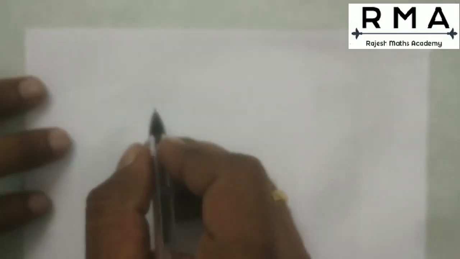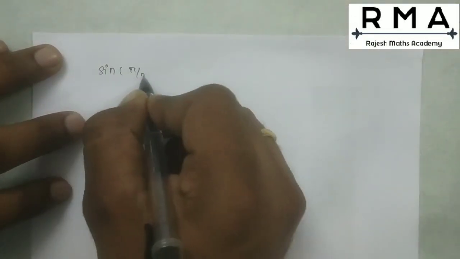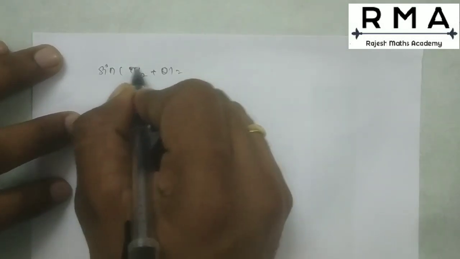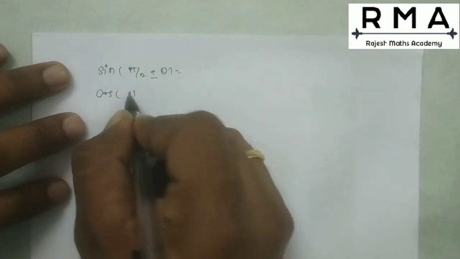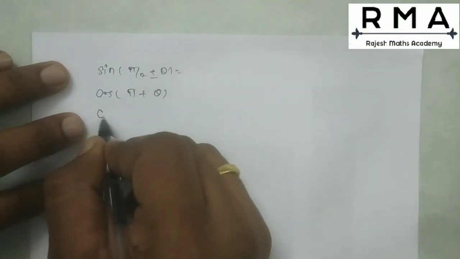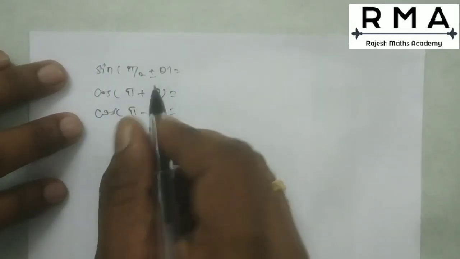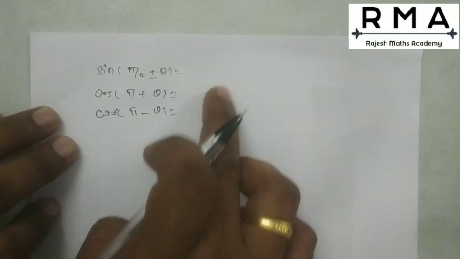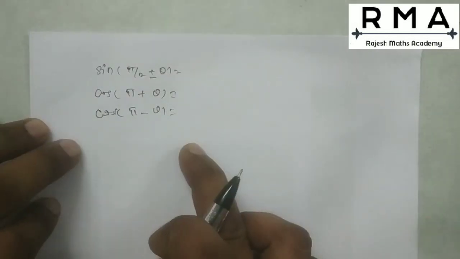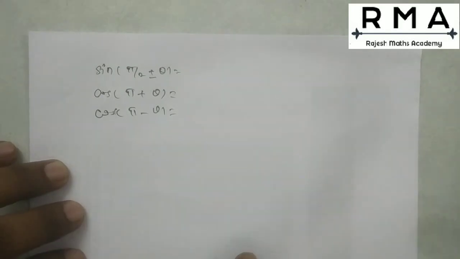We have written some formulas. What are the formulas we have written? Sine of pi by 2 plus theta, or pi by 2 minus theta, cos of pi plus theta, cos of pi minus theta. Not only for sine and cos, we have written many formulas. We people are getting confused about how we are getting the formula, how to keep this formula in mind. I have a small trick for this.